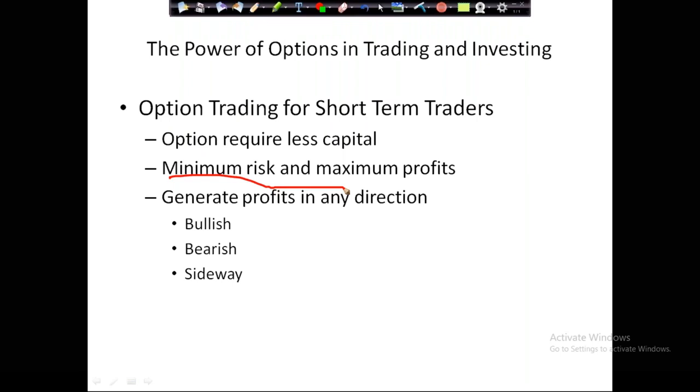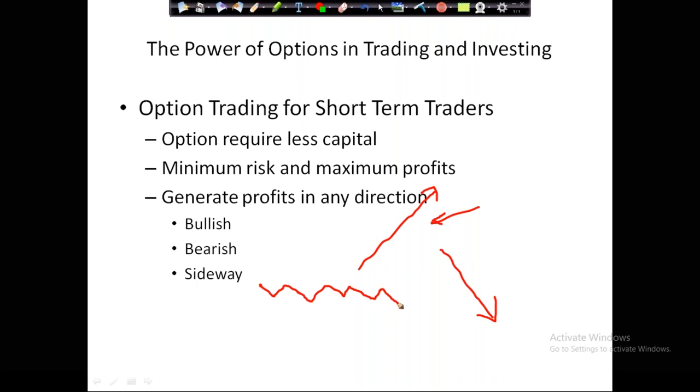In option trading, there is minimum loss, but in an investment or normal trading, there is unlimited loss. In an option, minimum loss and maximum profit. Profit in any direction. If the price is in a bullish market, we are earning money. If the price is running downside, we are earning money. And when price is high, we are earning money.